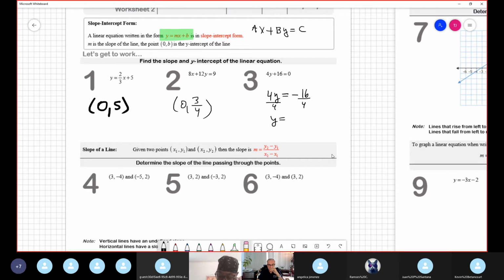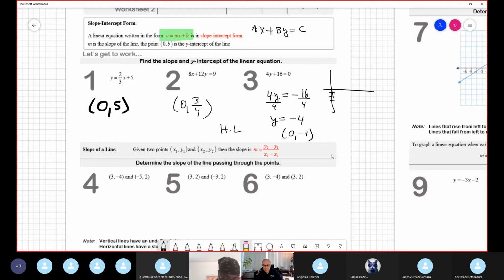Then we have y alone equal to minus 4. It's obvious that this is a horizontal line. A horizontal line passing through negative 4. So the y-intercept, the thing that we are looking for, is negative 4. So the point is (0, negative 4). Okay. By the way, it is a horizontal line, in this case negative 4.